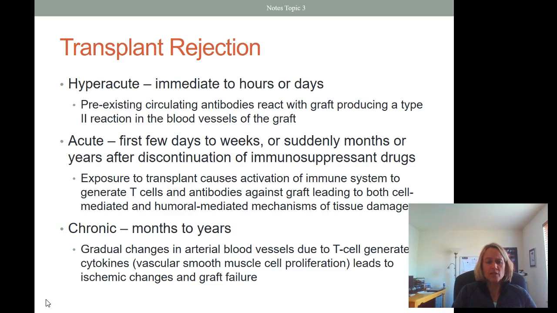Here, exposure of the transplant causes activation of the immune system, which generates T cells and antibodies against the graft, which leads to both cell-mediated via T cells and humoral-mediated via antibodies tissue damage. And then chronic rejection, which takes months to years. This is where we see gradual changes in arterial blood vessels thought to be due to T cell generated cytokines, which leads ultimately to ischemic changes and graft failure.